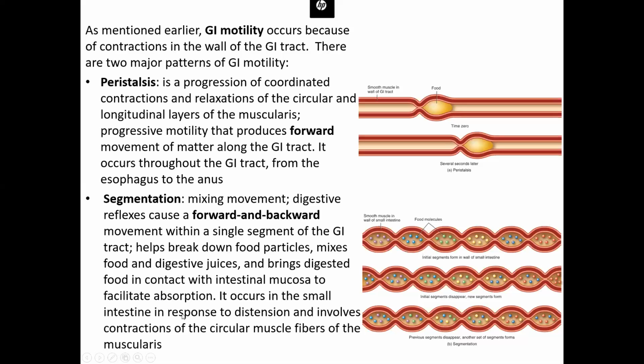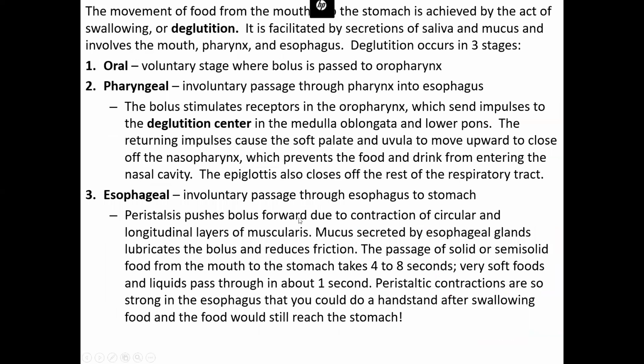This takes place in our small intestine in response to distension and involves contractions of the circular muscle fibers of the muscularis. So instead of grabbing the toothpaste tube from the back end of it, it's like grabbing it in the middle, squeezing. You're going to end up pushing toothpaste in opposite directions, which is one way to squeeze the toothpaste, not the way I do it though.